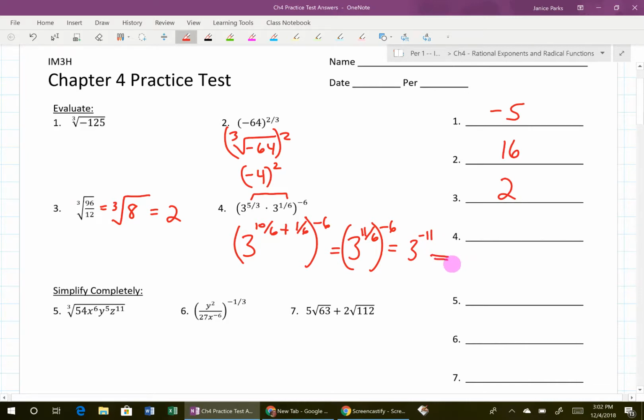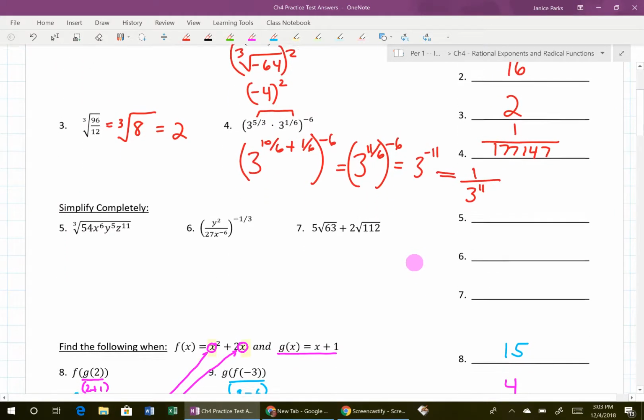which is equal to 1 over 3 to the 11th, which is 1 over whatever 3 to the 11th is. Let me put that on my calculator. 3 to the 11 is 177,147. Make sure your fraction bar is long enough to cover all those numbers.